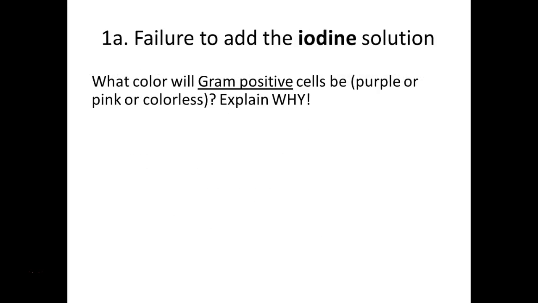Okay, so what if you don't add the iodine for a gram-positive cell? So let's look at each one of the steps. First step, crystal violet. They're going to be purple, right? What if you don't add the iodine?